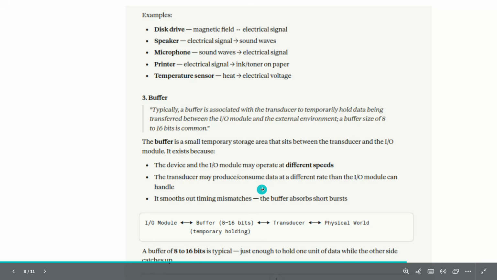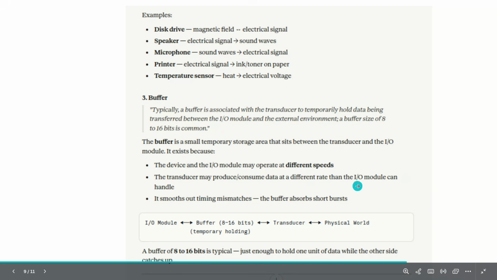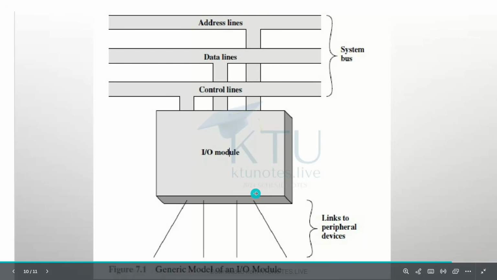The transducer may produce data very fast, but the IO module may not be ready to handle that data right now. So we store it in the buffer, and whenever the IO module needs it, it can take it from this temporary holding in the buffer. 8 to 16 bits can be stored in the buffer, approximately one unit of data. So this is what the buffer does.